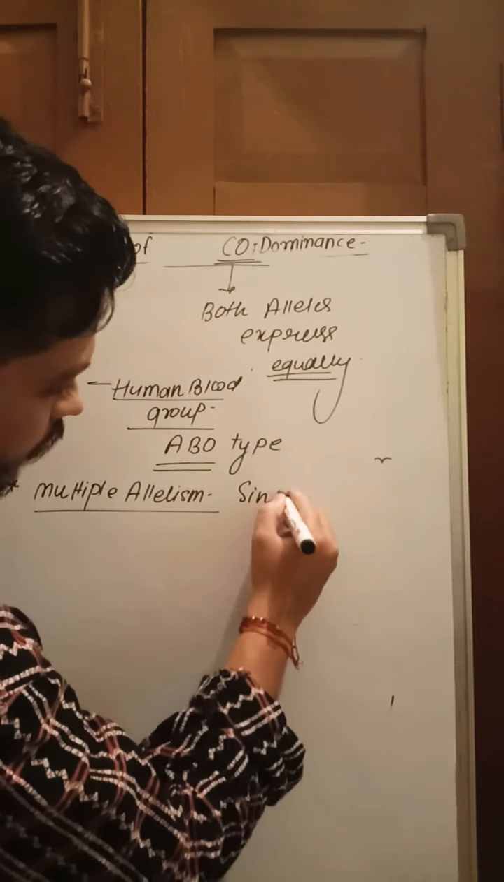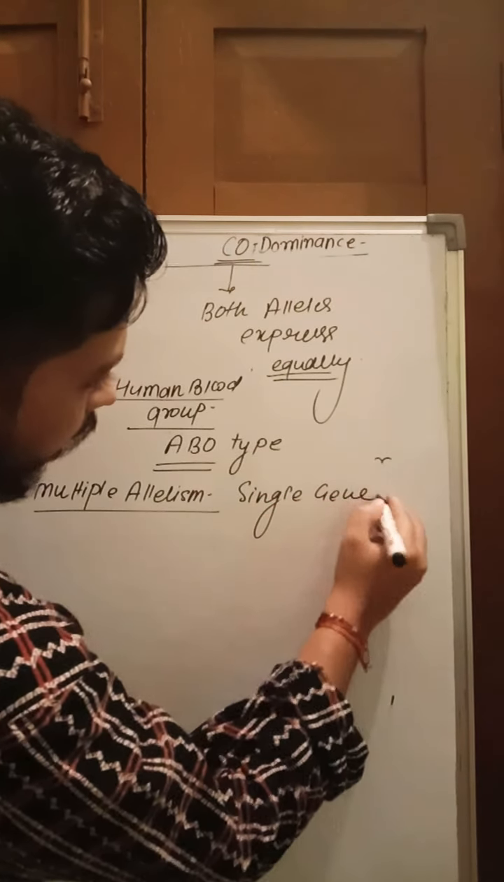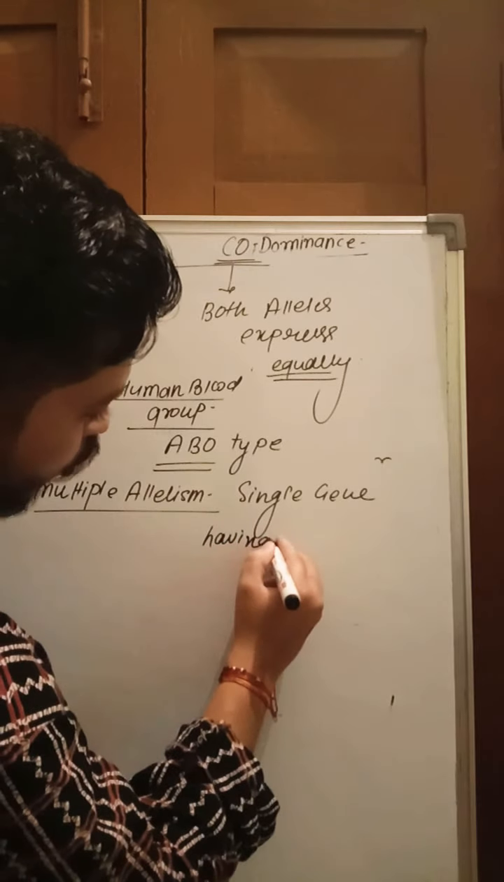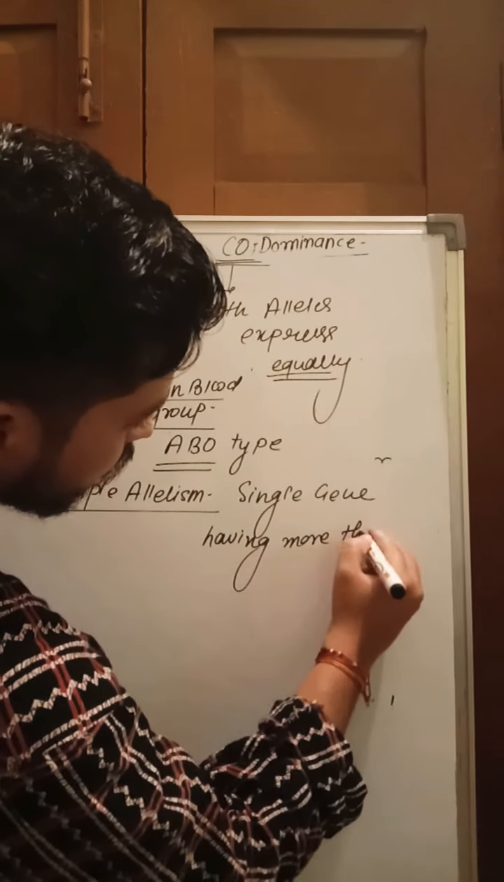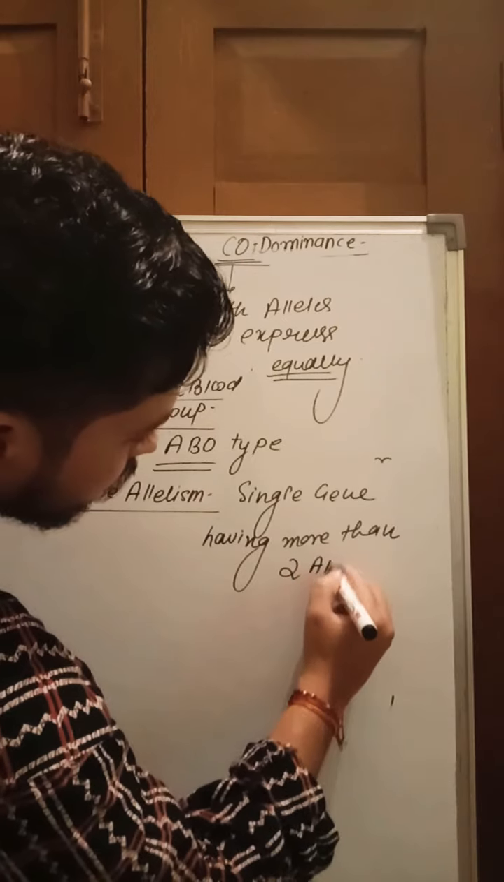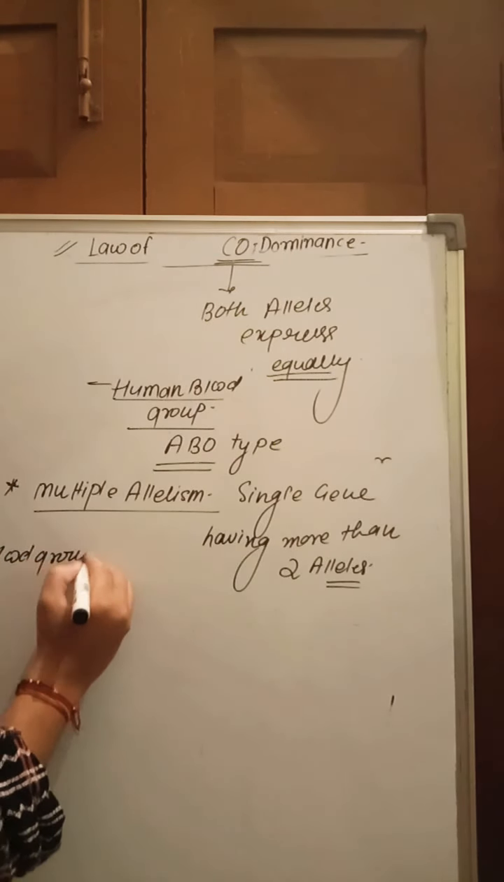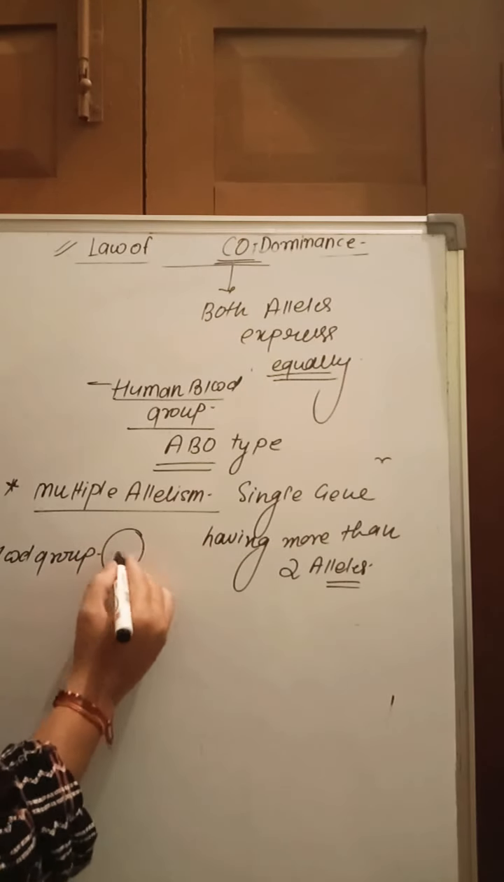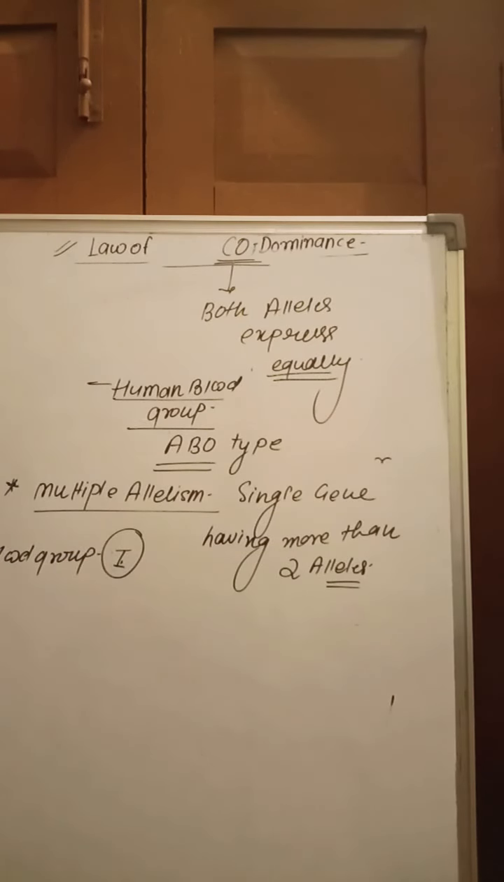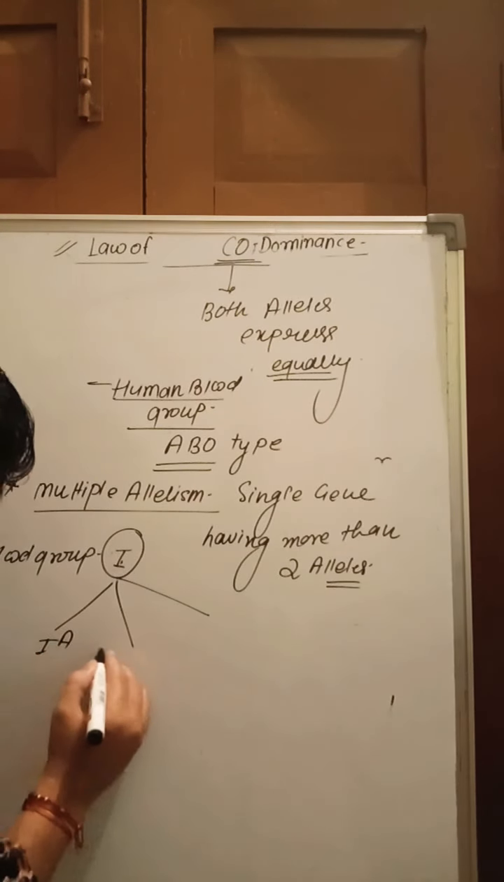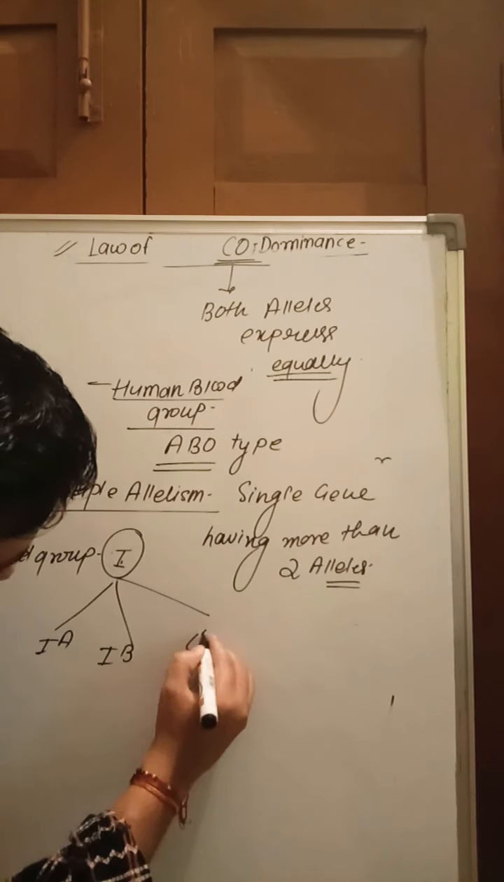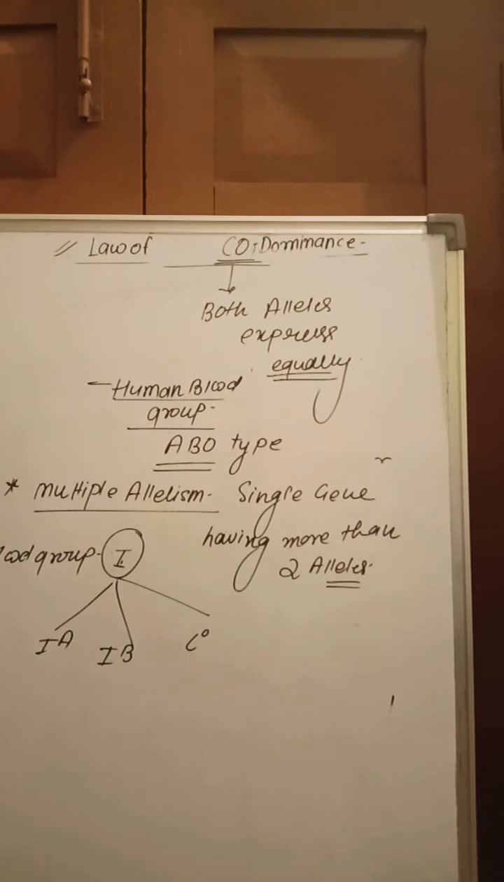What is multiple allelism? A single gene having more than 2 alleles. Generally a gene has 2 alleles, but in the human blood group it shows more than 2 alleles. So the gene of the blood group, that is I, has 3 alleles. How many alleles? 3. Which ones? IA, IB and IO. Those are the 3 alleles.